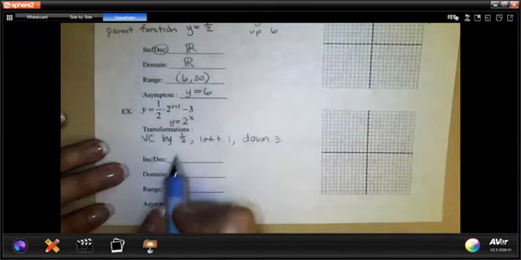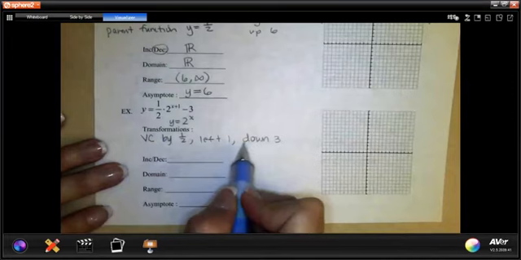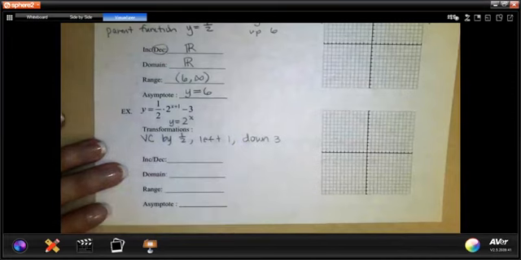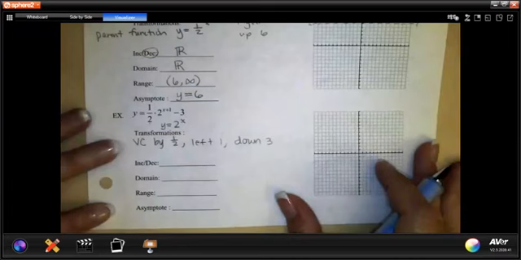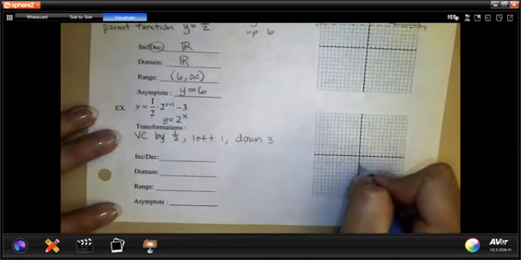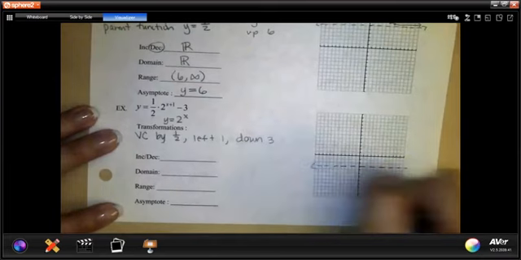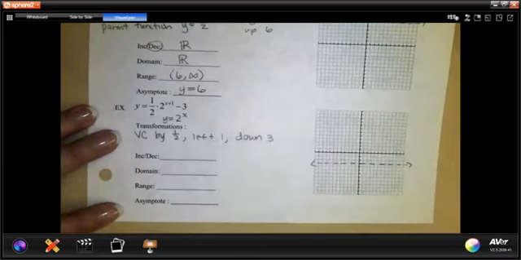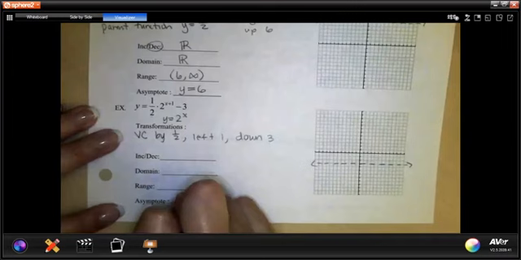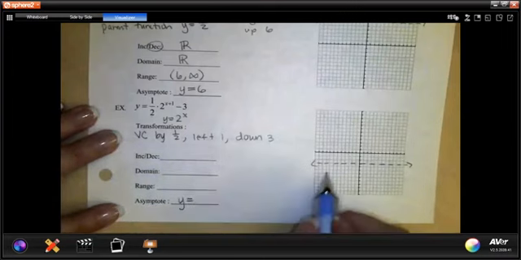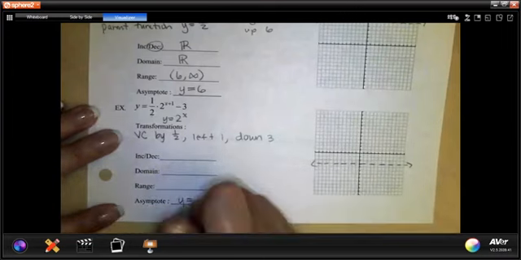The only one of these that affects our horizontal asymptote is going to be this down 3. So we're going to start with that on the horizontal asymptote. We're going to go down 3. And there's our horizontal asymptote. Remember, horizontal asymptotes are written as y equals, all horizontal lines are y equals, and it is going through -3 there.